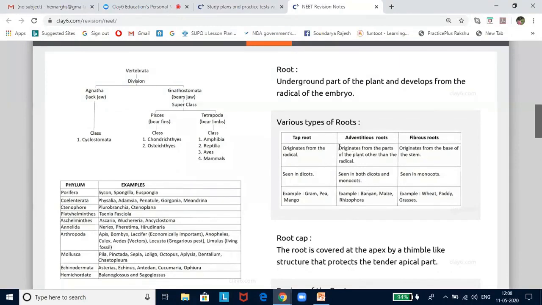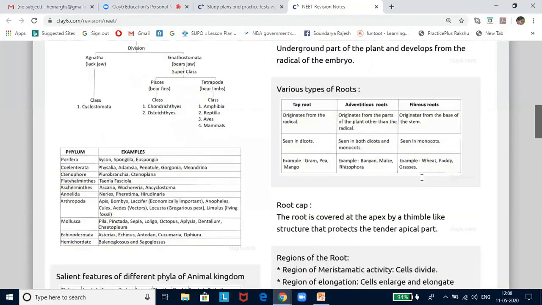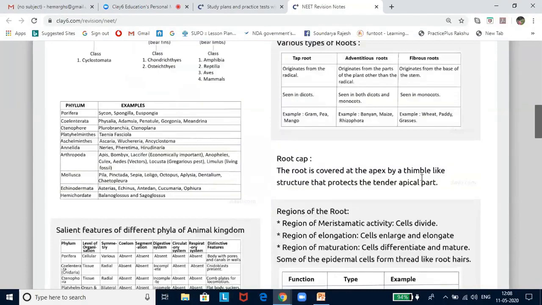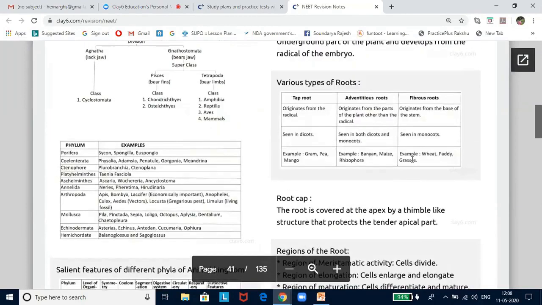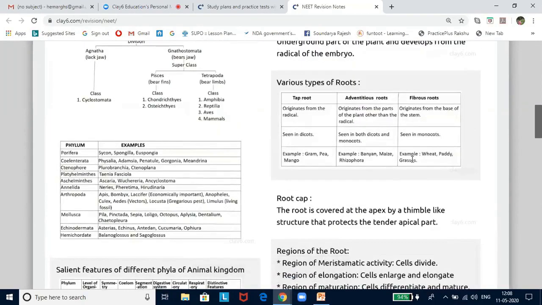Now, adventitious roots originate from the parts of the plant other than the radicle. They are seen both in dicots and in monocots. Now, what are the functions of the root? Now, if you ask me, it is very easy. It looks very simple. Absorption of water and minerals from the soil, helps in anchoring the plants in the soil, stores reserve food materials, helps in synthesis of plant growth regulators.